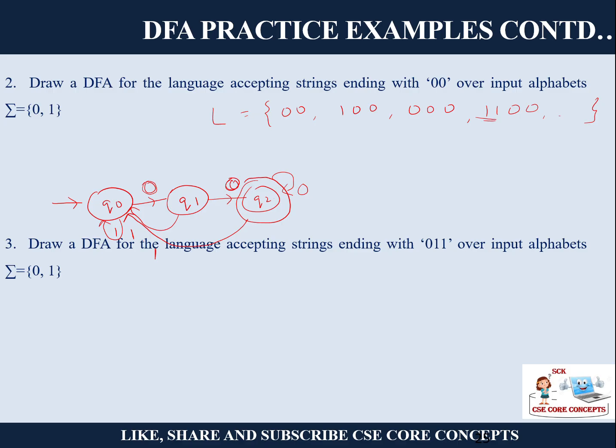Next, draw DFA for the language accepting strings with 011 over this. So it should end with 011. Okay, so ending with 011, my language will be what? Let us start with 011. Then before 011, I can have any number of zeros and any number of ones. Okay, like this. So let us get started.